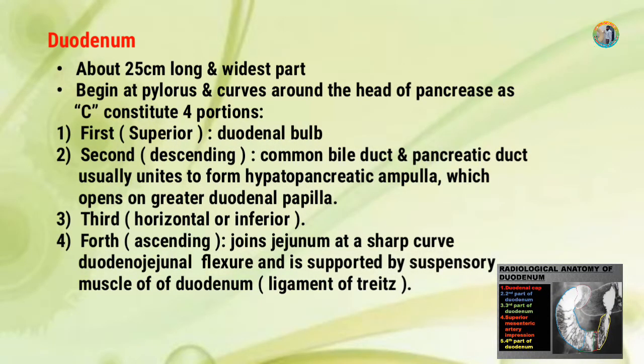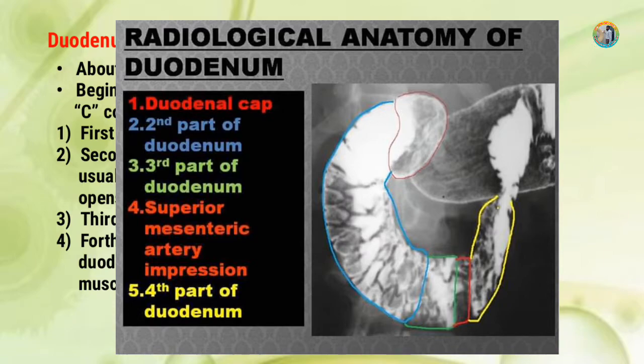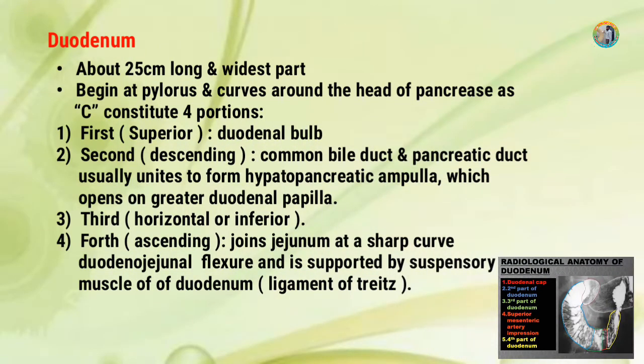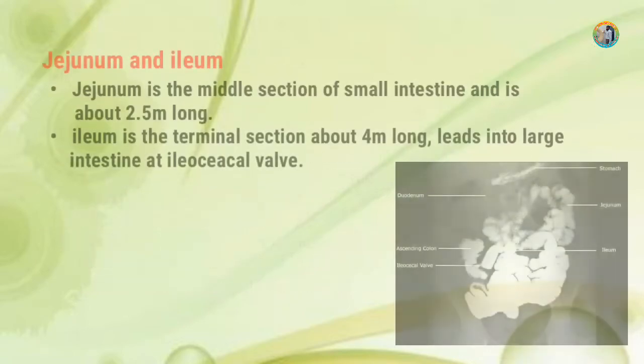Duodenum, about 25 cm long and the widest part, begins at the pylorus and curves around the head of pancreas as a C. It contains 4 portions: first, superior, that is the duodenal bulb; second, descending part, where the common bile duct and pancreatic duct usually unite to form the hepatopancreatic ampulla, which opens on the greater duodenal papilla; third, horizontal or inferior part; and fourth, ascending, that joins the jejunum at a sharp curve called the duodenojejunal flexure and is supported by the suspensory muscle of the duodenum, that is the ligament of Treitz. Jejunum and ileum.